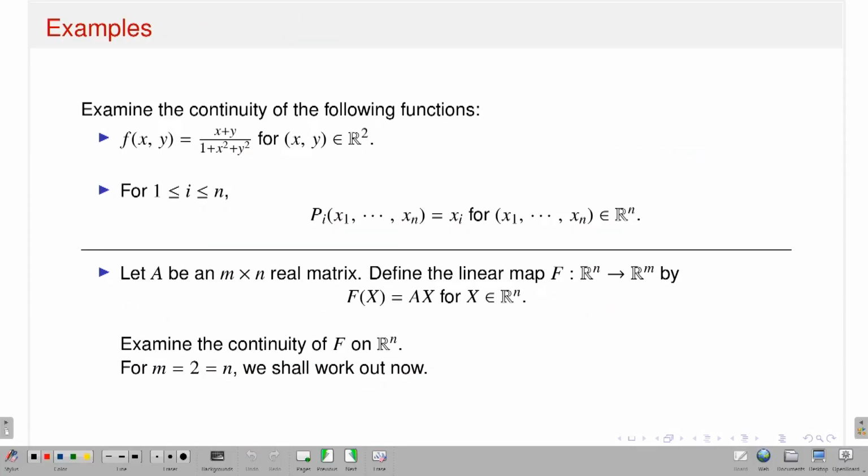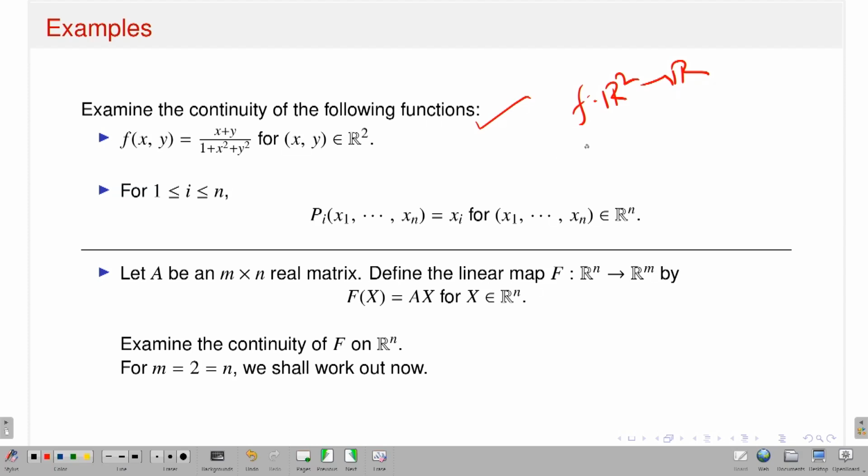Okay. So, before that let me see a few more examples. Examine the continuity of the following functions. You can take this as an exercise, and you can easily prove that these are actually continuous functions. For example, this function f, which is a function from R2 to R, is also a nice function. You can easily check this is a continuous function. For example, if I talk about the continuity at 0, then you can easily check.